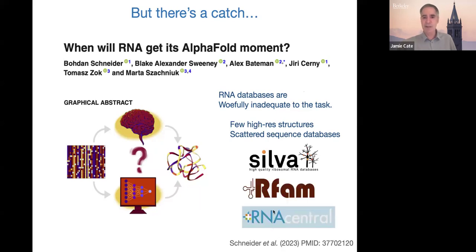There are three databases out there that people have used. Silva, one called RFAM, which is kind of analogous to PFAM for proteins, but honestly not as well organized, and then another one called RNA Central. The conclusion of this paper, if you read it, is that we're not going to have a model for RNA folding this decade. So, okay, there's a big challenge for the computer scientists out there.